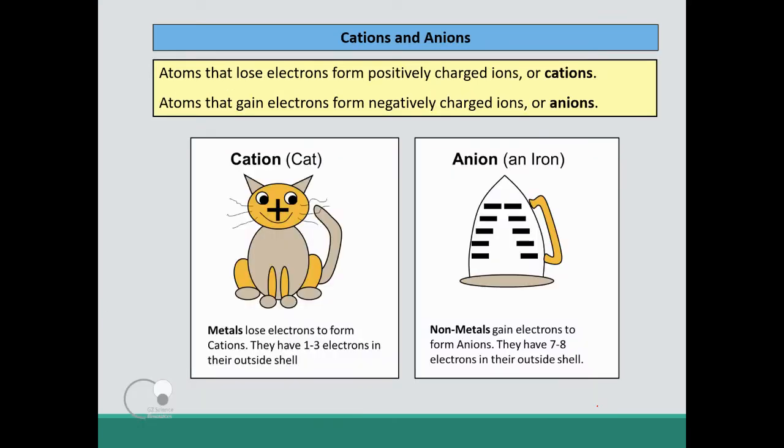Positive ions are called cations. If you think about a positive cat, and anions have negative charge. It's just the name for them. Cations are positive and anions are negative. Metals on the left-hand side of the periodic table are more likely to lose electrons and form cations like sodium did, and nonmetals like chlorine are more likely to gain electrons and become anions.